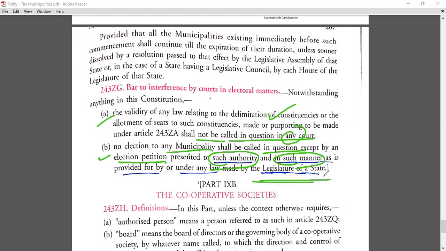So it means a question can be raised regarding any election, if there is a question whether the election was correct or not, anything. So an election petition has to be presented to whom? To any authority decided by the legislature. How? Decided by the legislature. Like authority and manner are decided by the legislature. Here also there is no High Court, Supreme Court or any kind of court mentioned.